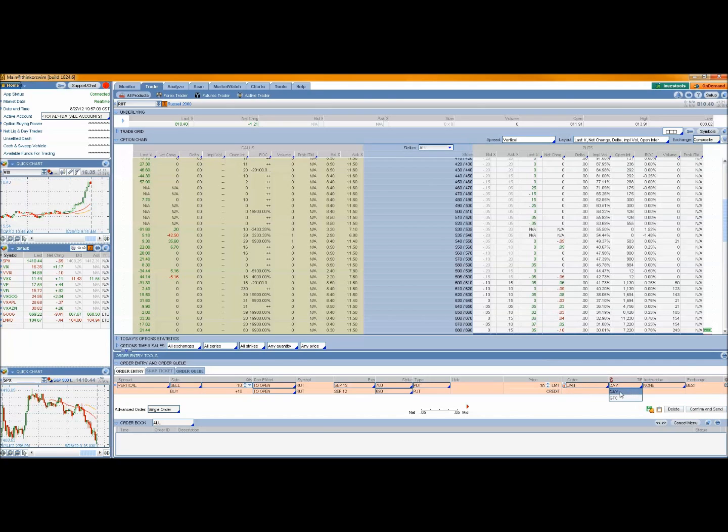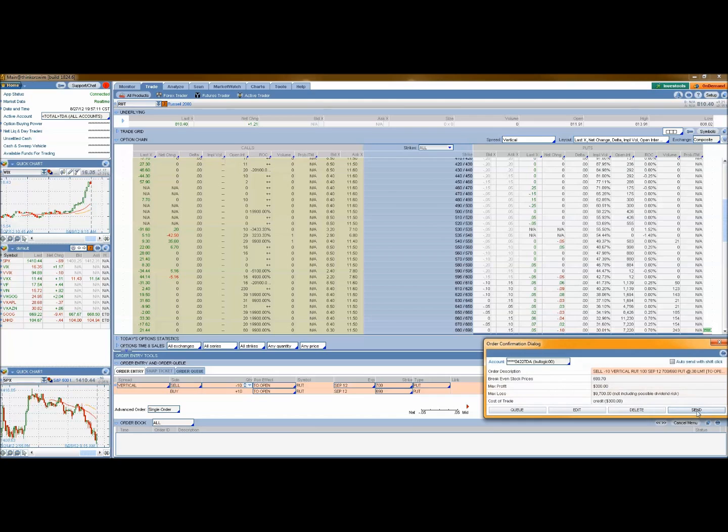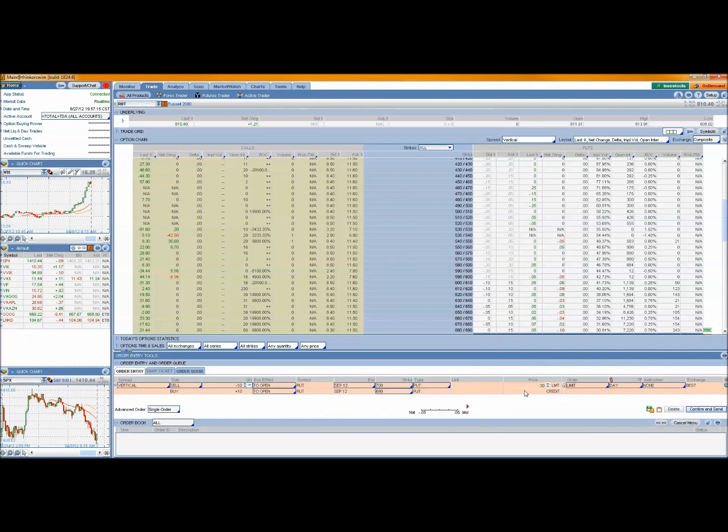The time is going to be day. You want to keep it on day, not good till closed or good till canceled. And then you can leave all the other information together. You confirm and send, and then you send it off. And then that's it. That's all you got to do. You sit and wait. We'll tell you when you need to close it or when you need to adjust it or if anything needs to go on with the trade.